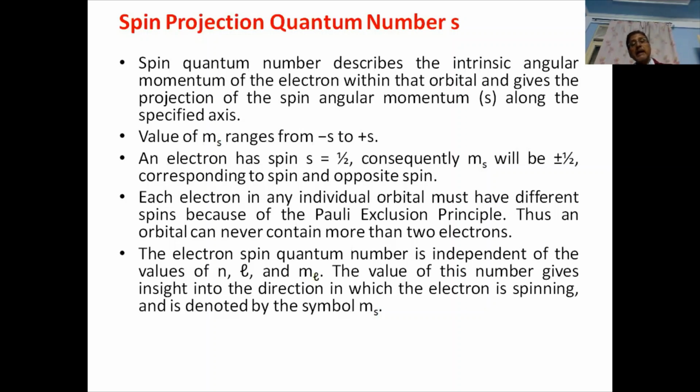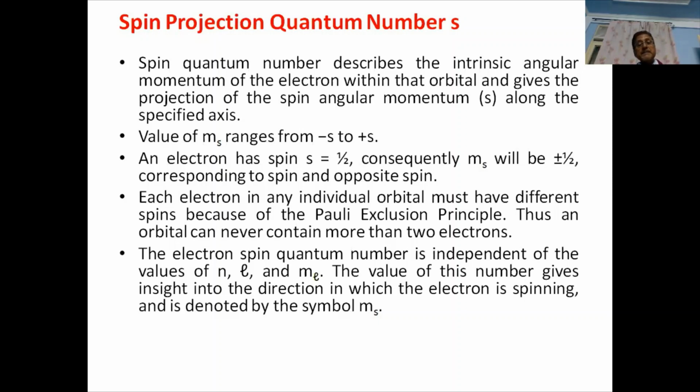Thus, an orbital can never contain more than 2 electrons. The electron spin quantum number is independent of the value of n, L and ml. Mind it, L depends on n. For example, L is equal to 0 to n-1. ml depends on L. ml is equal to -L to +L.